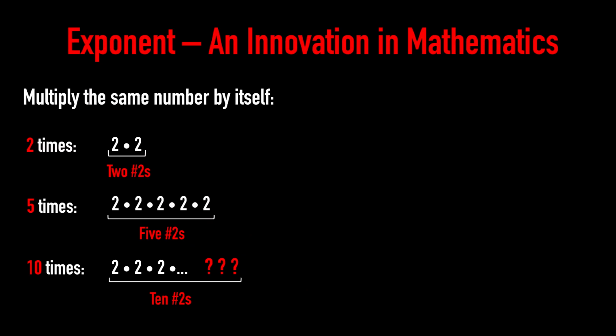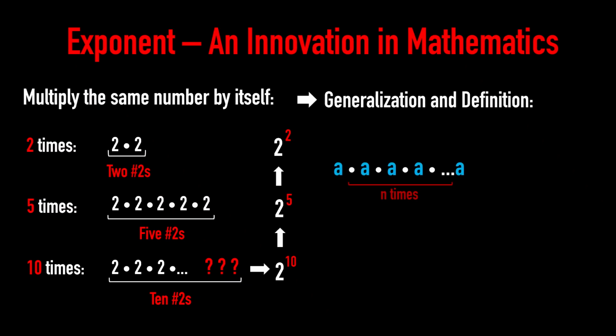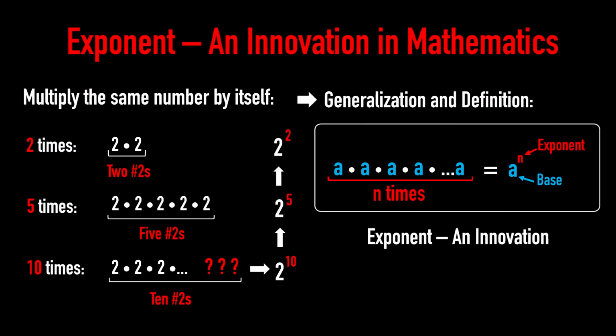What did they do? Instead of writing 10 number 2, people figured out a notation that had only one number 2, with a small number 10 on top. And this notation marks the innovation of exponents. Back here, we write only one number 2, with a small number 5 on top, and here, only one number 2, with a small number 2 on top. In general, if the number is a and we multiply it by itself n times, we write a with n on top and read it as a to the power of n. We call n the exponent and a the base. So, the exponent is an innovative notation for multiplying a number by itself repeatedly.